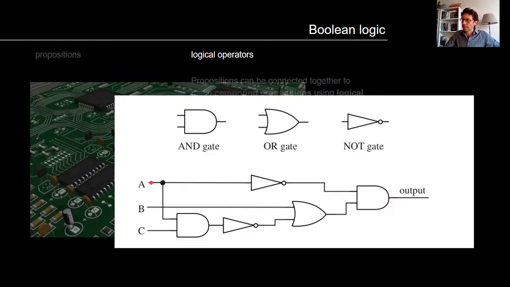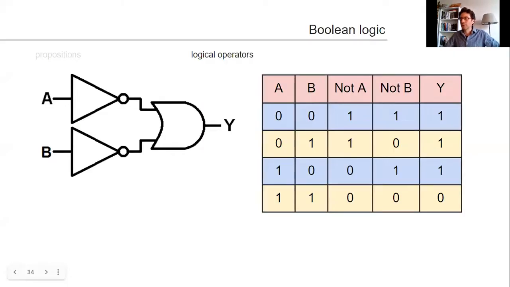So if switch A is on, you can take it as a 1. Number 1 is traveling through this wire, coming here, getting out as a 0 because it's a NOT gate, and coming to this AND gate as a 0. And you can just play with the numbers for B and C and find out what the output will be. Let me just show you a truth table here for a rather simple circuit.